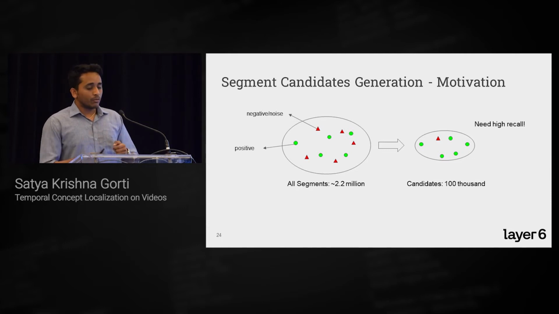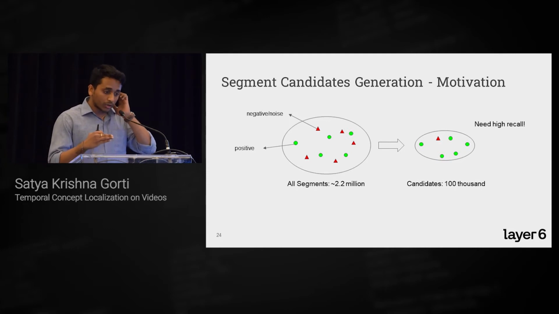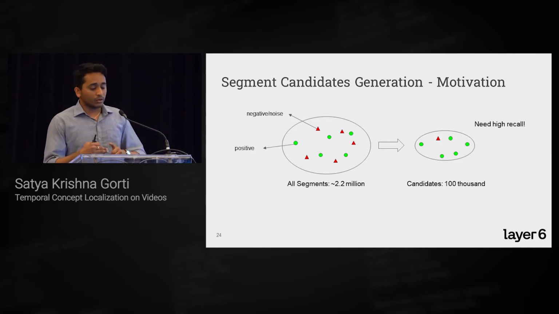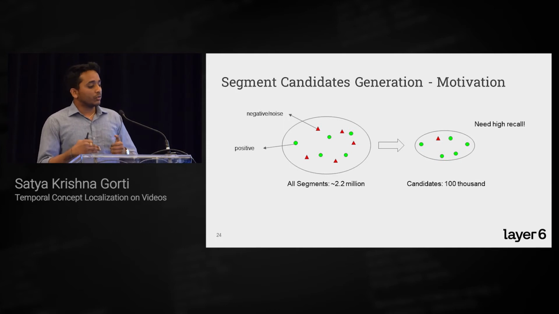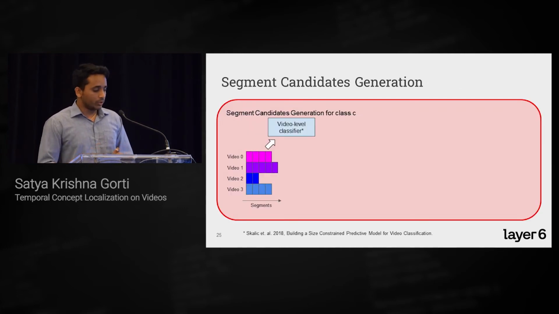Here, the green dots represent all the segments that actually belong to a class, and the red dots, which are arguably a lot more than green, don't belong to that class. So we need to use a model to reduce the search space down, as well as retain all the green dots in its search space. Then we can use another high precision model to further fine tune this. That's pretty much what we do.